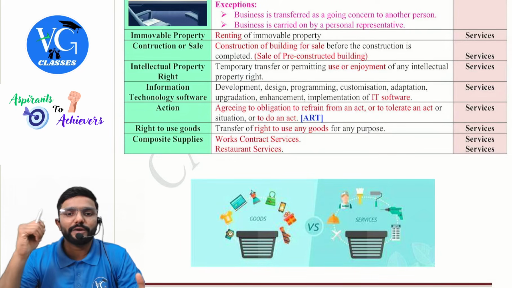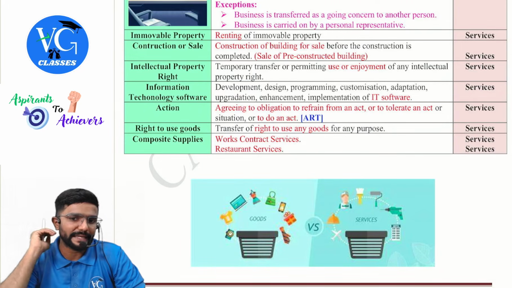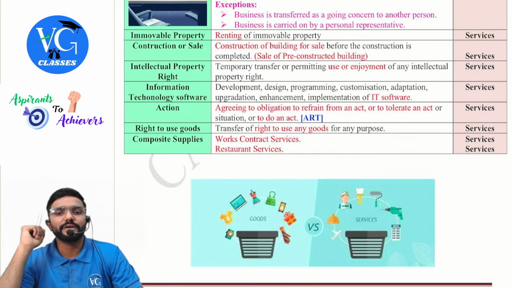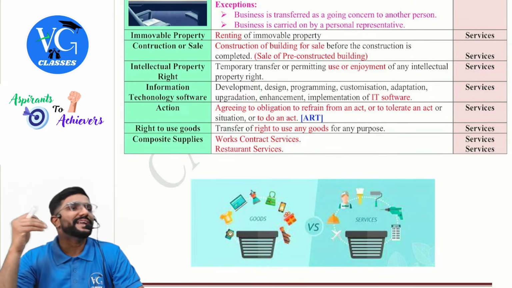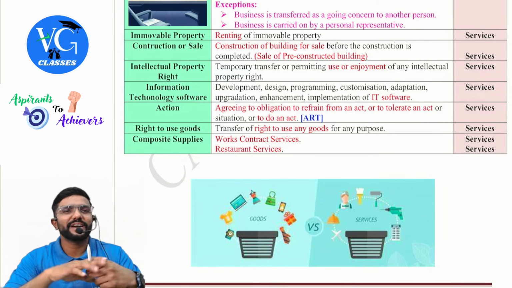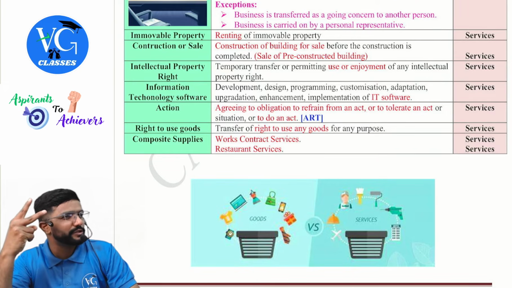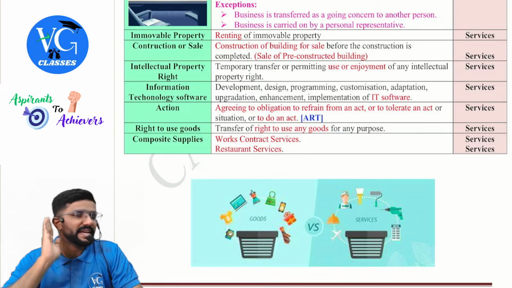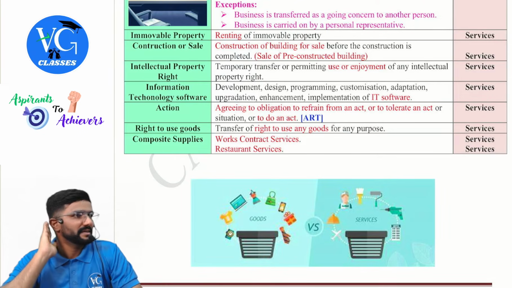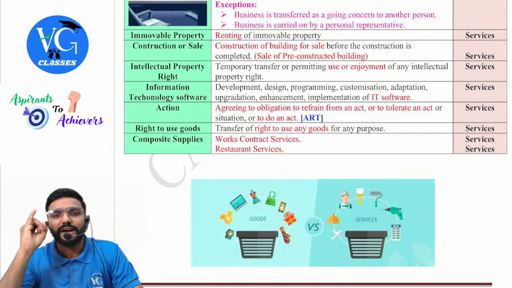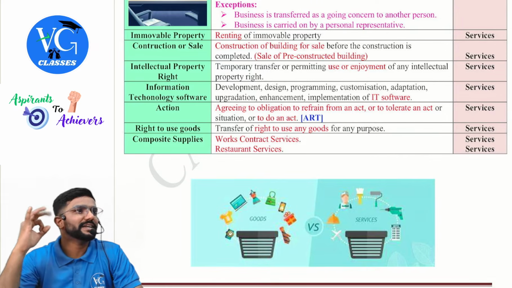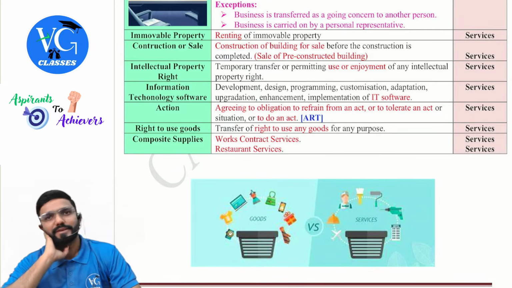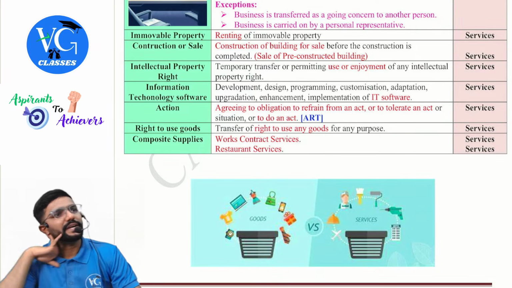Then, agreeing to an obligation to refrain from an act, or to tolerate an act or situation, or to do an act. Simple, guys. I have agreed to do something, not to do something, or tolerate something. Supply of services. ART, art I have given. A for acting, R for refrain from acting, T is for tolerating. Simple.